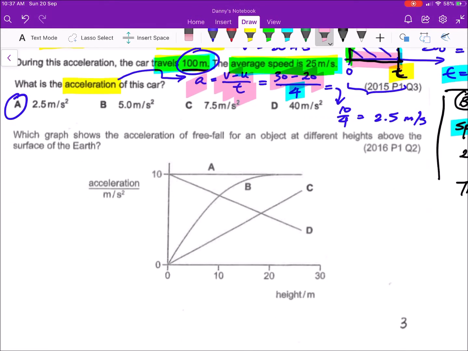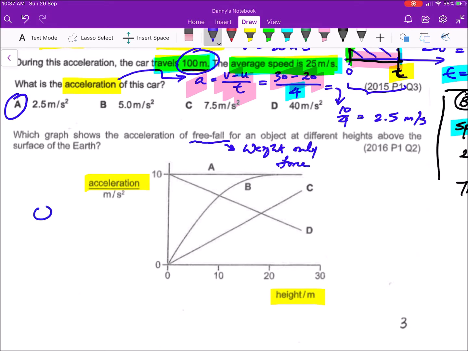Okay, next question, I'm given a special graph. It is the acceleration height graph. So it is different from our normal kinematic. It basically also checks whether you understand what is meant by free fall. So in another word, free fall means that the only force acting on it is the weight. Weight is the only force.